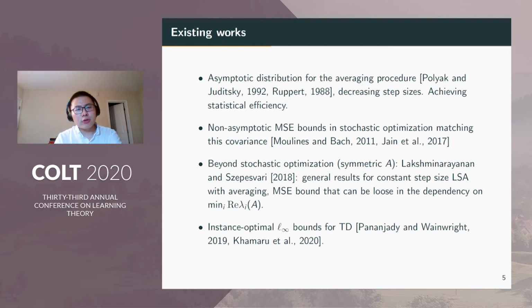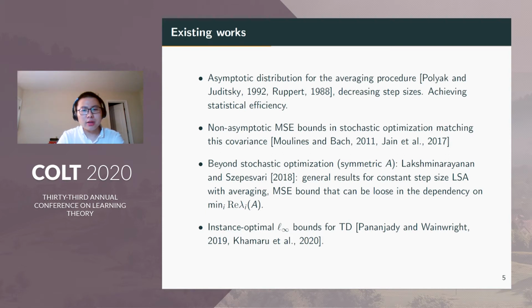Along this line of research, there are a lot of existing works. As I just mentioned, there are the classical asymptotic guarantees. And more recently, there are also non-asymptotic guarantees in the stochastic optimization setting. It is worth noticing that we can obtain an MSE bound whose leading term is the same as the trace of the asymptotic covariance, which matches the behavior of the limiting Gaussian distribution.